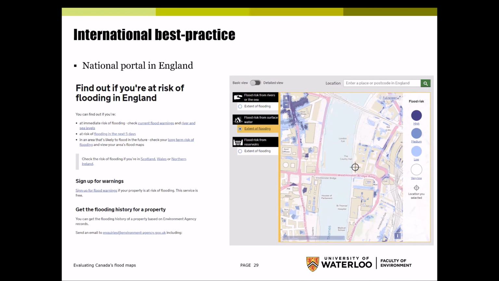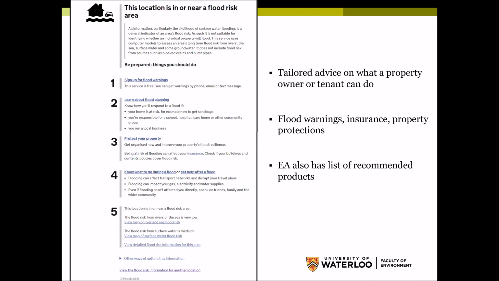I am a huge fan of this portal in England. I think it's really quite incredible because it's a portal that you can access at the national scale, so you can figure out if you're at risk of flooding for surface water flooding, which is pluvial flooding, for riverine flooding, for coastal flooding, and there's also flooding for reservoirs. And not only can you figure out if you're at risk of flooding, you can also figure out what to do. So it's not an impossible task to create databases where you have risk and your type of risk and tailor that with actions that a regular person can take. In this case, sign up for flood warnings, learn about flood insurance.